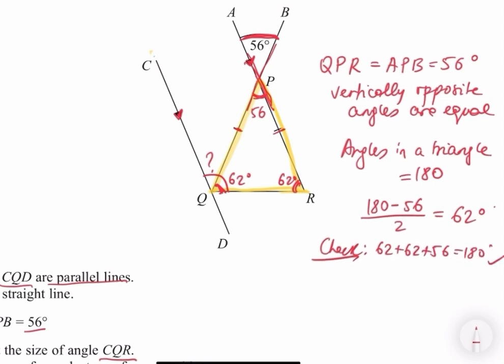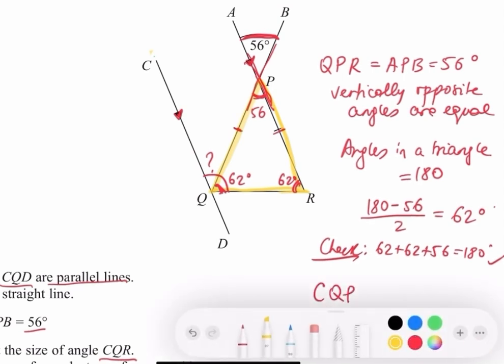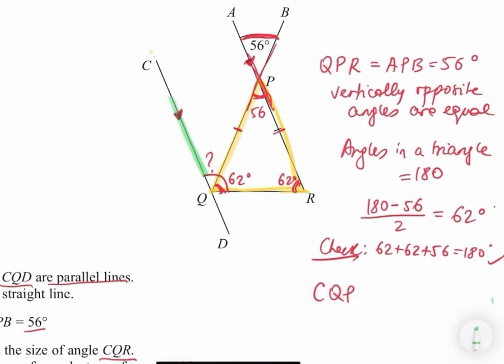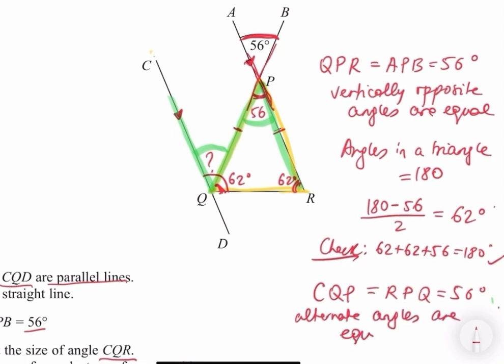So that's just checking that all angles add up to 180 in a triangle. Okay, CQP, I'm going to put that in green now, and QPR are the same because they are angles on parallel lines. You see it looks like a Z shape, we call it alternate angles. So they're both going to be 56 degrees, because alternate angles are equal.